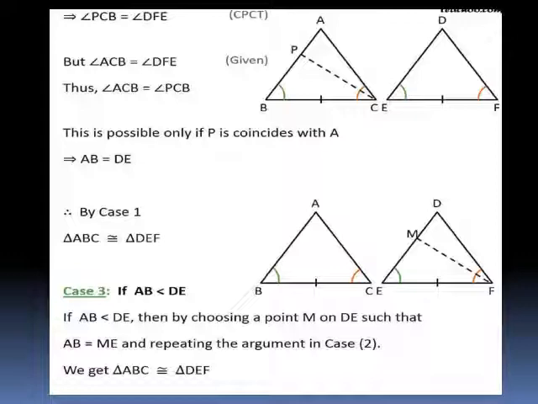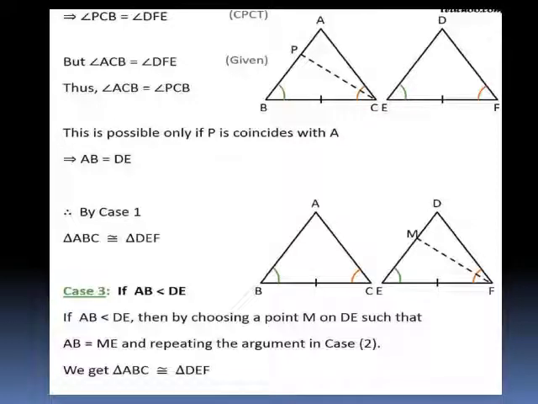Now carefully observe it in the figure. How is it possible that angle ACB will be equal to angle PCB? It is only possible when P coincides with A. Otherwise, there is no such situation which can make angle ACB equal to angle PCB. So if P is coinciding with A, then our case 2 automatically becomes case 1, in which we have already shown that the two triangles are congruent.